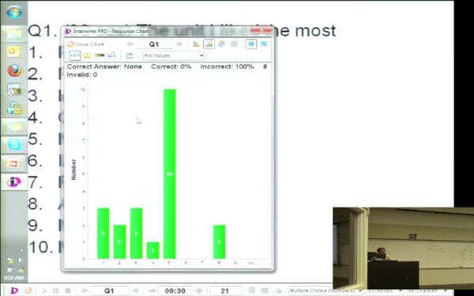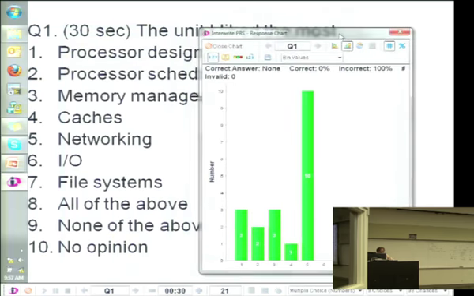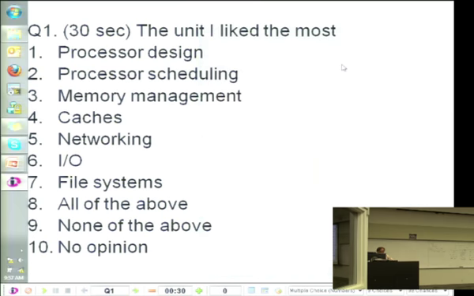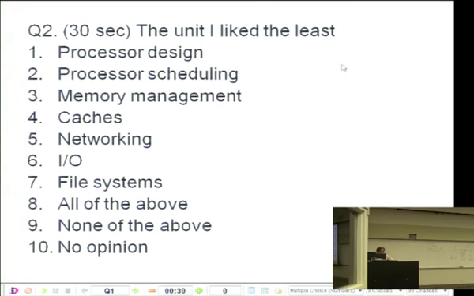All right. Well, look at this. There's a huge spike at number 5. Number 5 is networking. Huge spike at 5. That's interesting. Is that because you saw it towards the end? All right, so let's go to the next one.